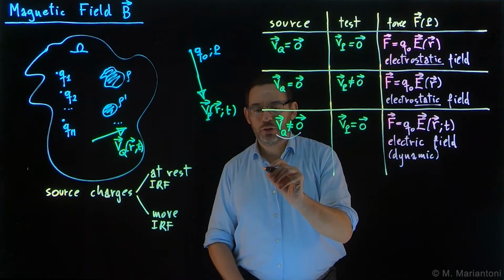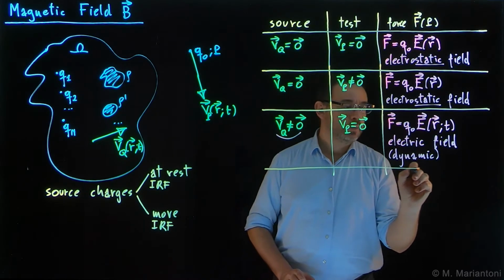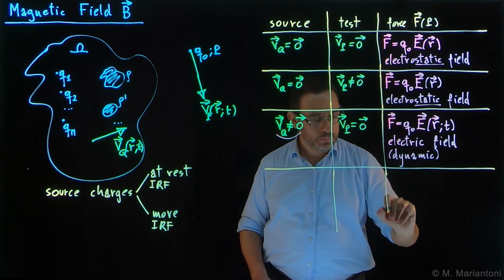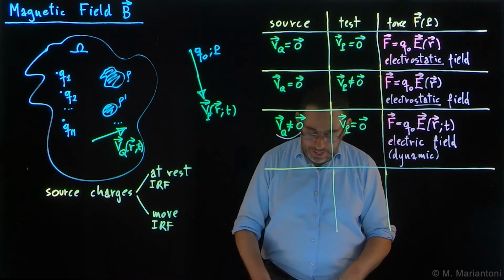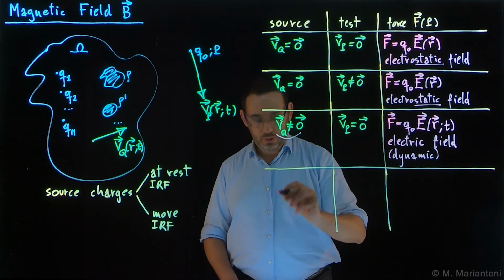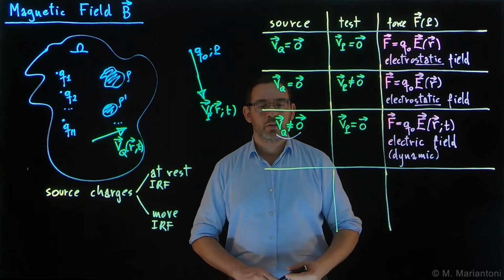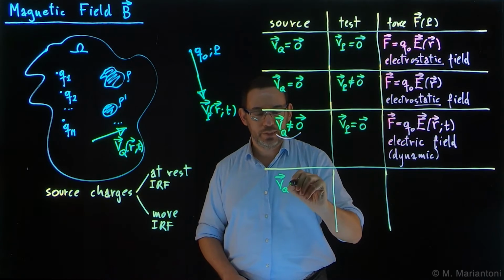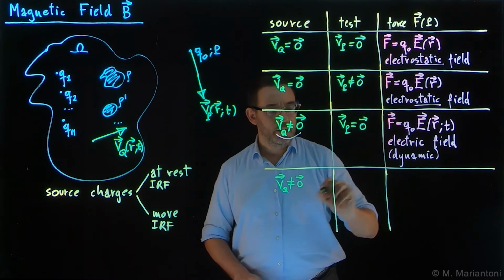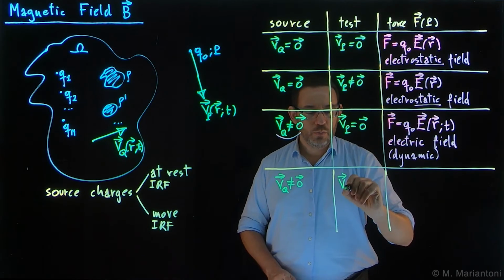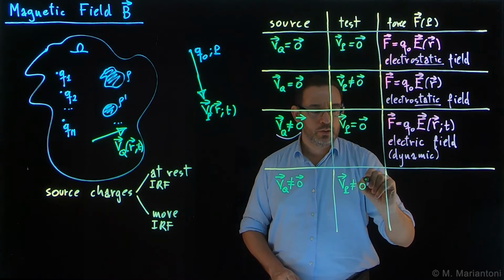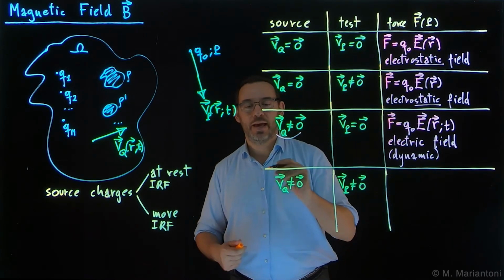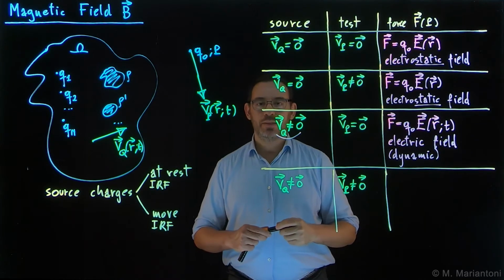Now, the last entry of this table, which is the most complete and most interesting perhaps of them all, is the most complex scenario where both the source charges move, as in here, and also the test charge moves. So everything now is dynamic, okay? So it's a complete dynamic scenario here. So what happens in this case?